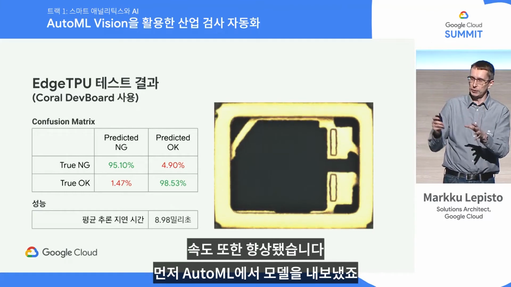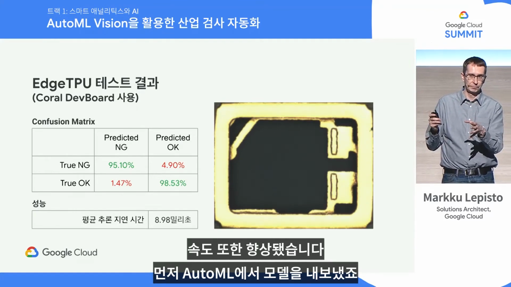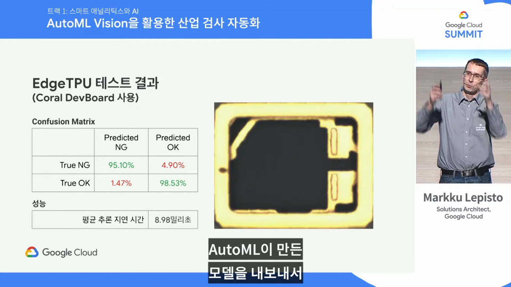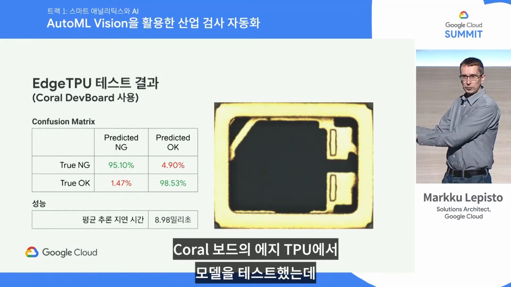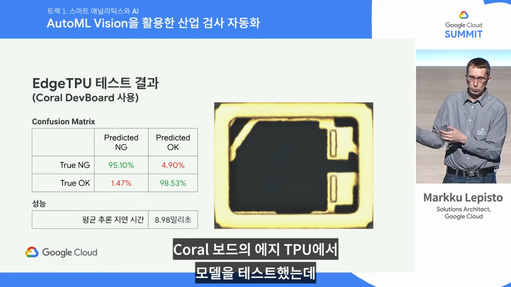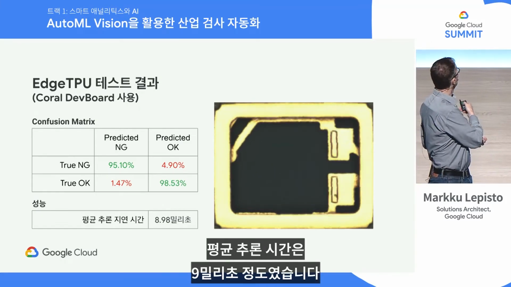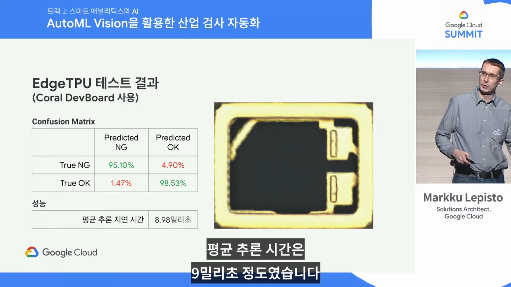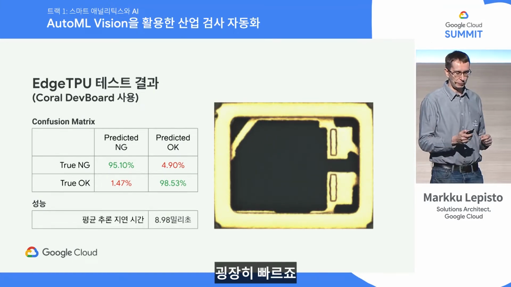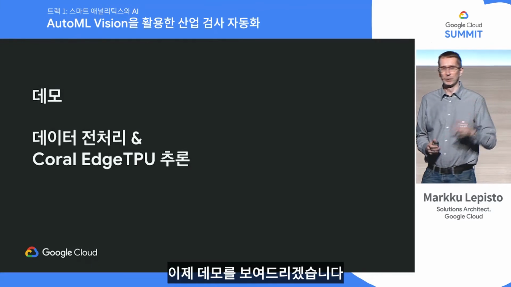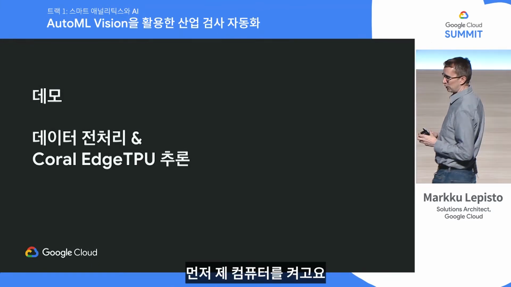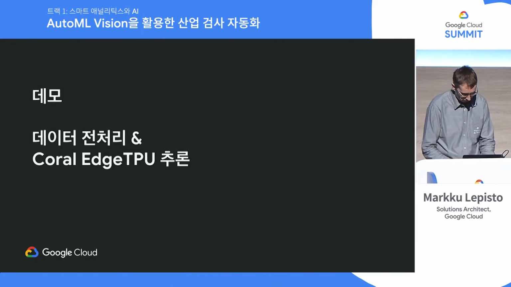Then we exported the model from AutoML. AutoML created the model, we exported it. We executed the testing on the Edge TPU on the Coral board. And the average inference time is only about 9 milliseconds. So it's very fast. So now I would like to show you this demo. So let's switch to my laptop, please.